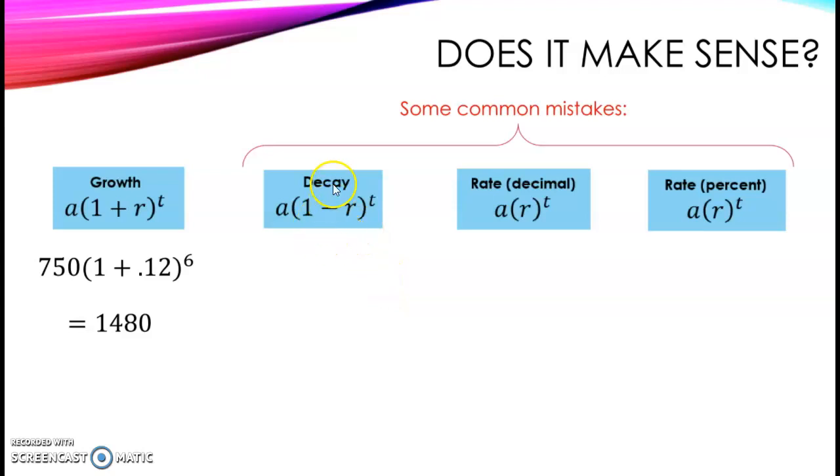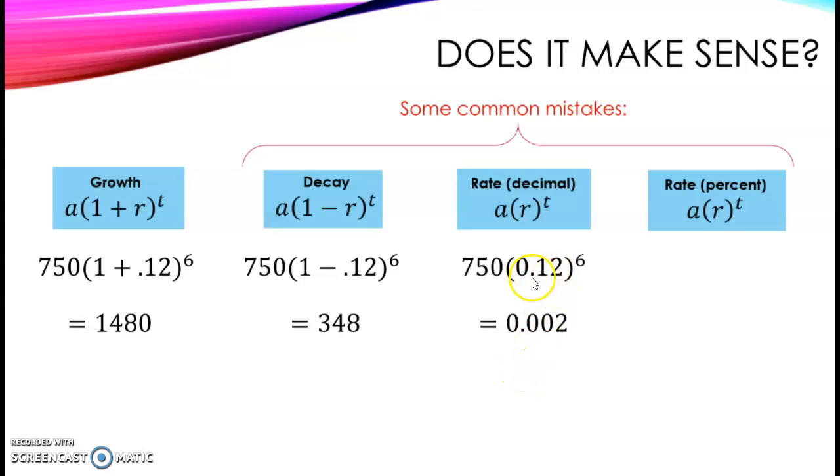For example, if you accidentally use the decay function where it's got the subtraction sign in there, and you plugged in all your values, you would have got 348 geese. You could be like, oops, I accidentally used the wrong equation because the population should be increasing over time. Another common mistake that I see is sometimes people just forget to do the 1 plus or 1 minus in general. They just plug in the rate.